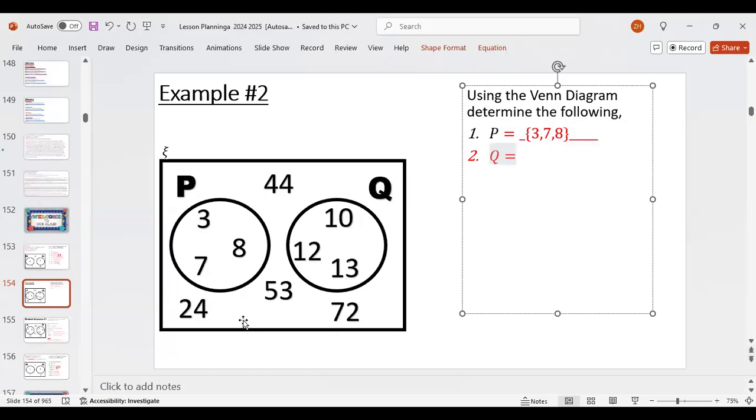Elcardo Lubin, where's Elcardo? Yes, sir. I want to know what Q is going to be. What is Q going to be? Elcardo, go ahead. 10, 12, and 13. Very good. 10, 12, and 13.